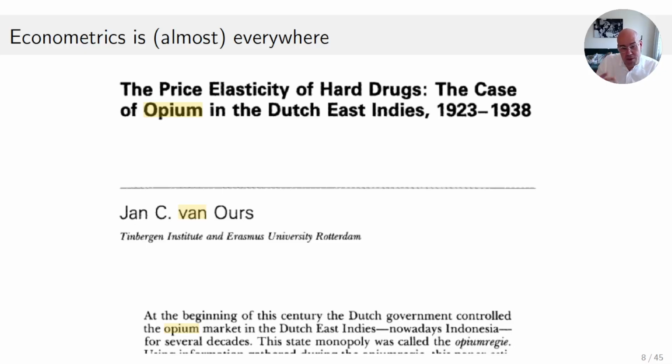And also one can look into a bit more special questions like the price elasticity of hard drugs. The case of opium in the Dutch East Indies. So the question here is simply, what does it do to the demand for drugs when prices increase? And here, as you can see, historic data are used to answer these questions, again, using econometric methods.